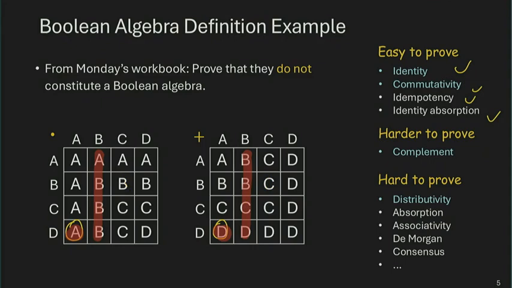We'll take B and C through the operation. They do not produce the identity element of the other operation. Right? Therefore, B does not have a complement, so it violates one of the axioms of Boolean algebra.